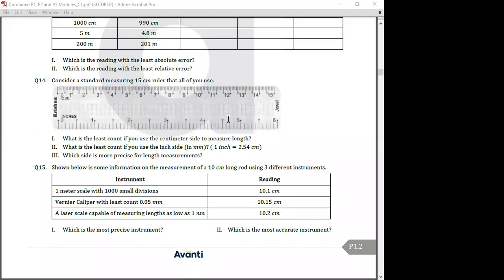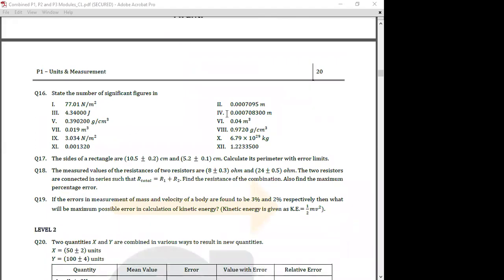Okay. 16 to 19. Level 1, 16 to 19. Eighteenth one. Okay, very good. So let us see the 18th one. The measured values of resistance of two resistors are given.